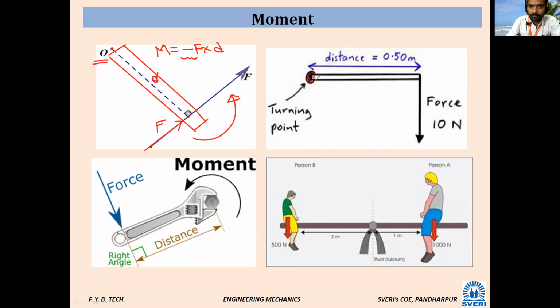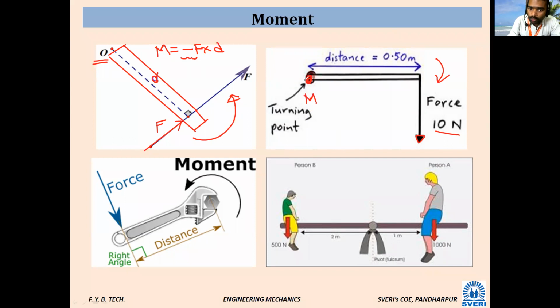Now look at this problem in the second figure. This is fixed at this point. This is a body, and there is a rope. A weight is hung on the rope: this is a 10 Newton force. After applying the force, is this body moving in the clockwise or anti-clockwise direction? Clockwise. Now I will determine the moment for this case.